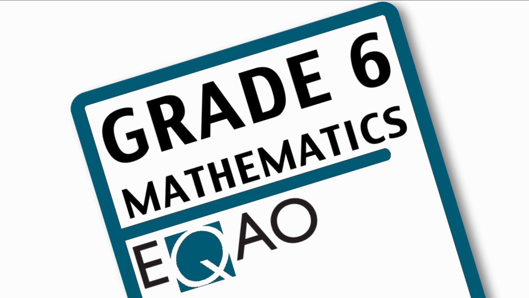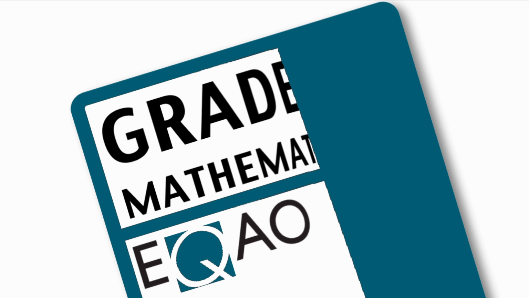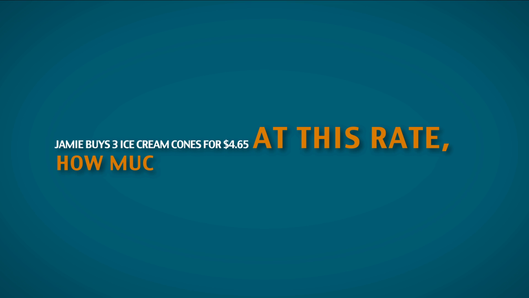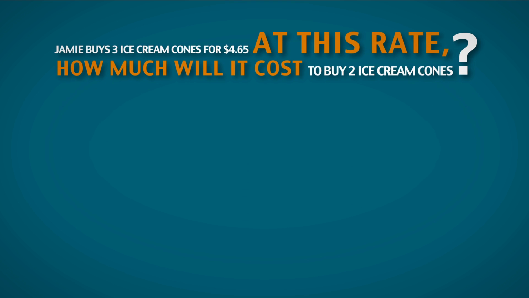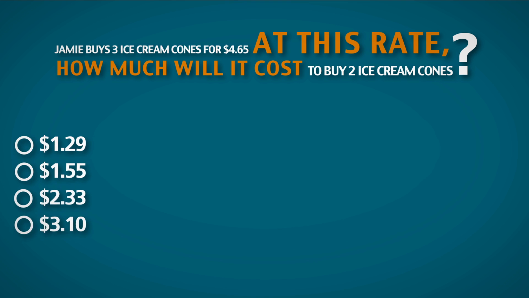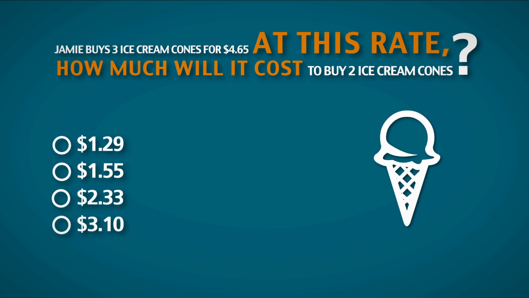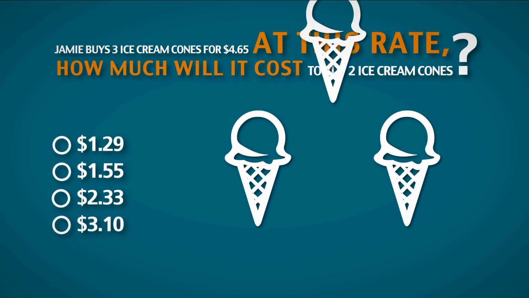Written by students in grade 6, students must determine the cost of 2 ice cream cones, knowing the cost of 3. Jamie buys 3 ice cream cones for $4.65. At this rate, how much will it cost to buy 2 ice cream cones? By the end of grade 6, the Ontario curriculum expects students to be able to represent ratios found in real-life situations and also to represent relationships using rates.